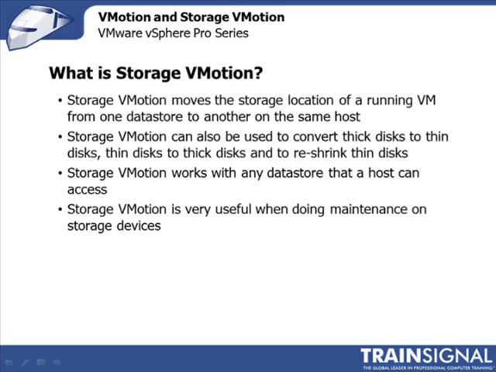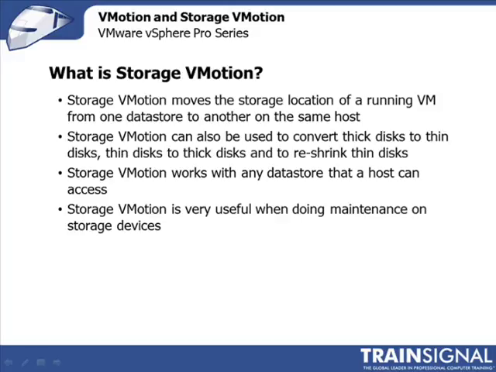Next, we'll cover what Storage vMotion is. Storage vMotion allows you to migrate a running virtual machine's disk files from one data store to another on the same ESX host. The difference between vMotion and Storage vMotion is that vMotion simply moves a virtual machine from one ESX host to another, but keeps the storage location of the VM the same. Storage vMotion, on the other hand, changes the storage location of the virtual machine while it is running and moves it to another data store on the same ESX host.